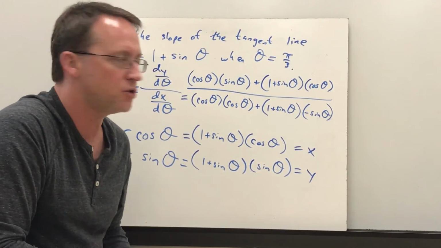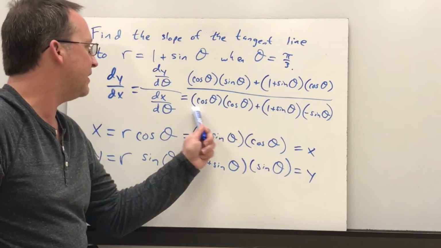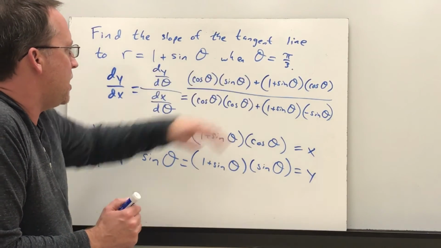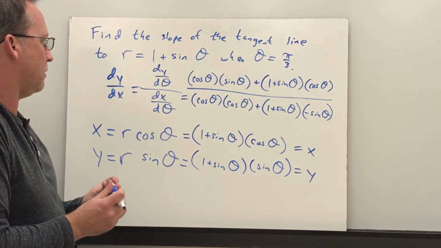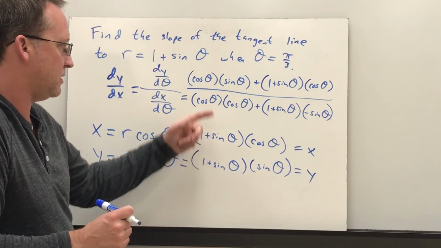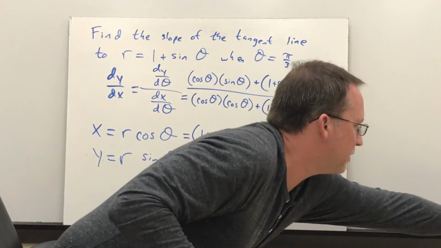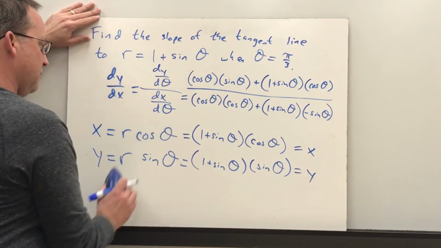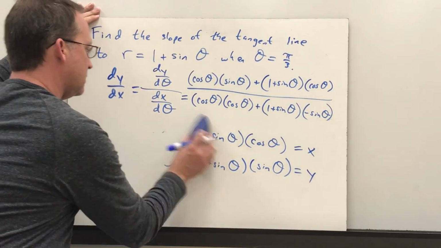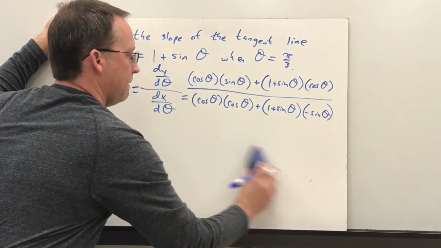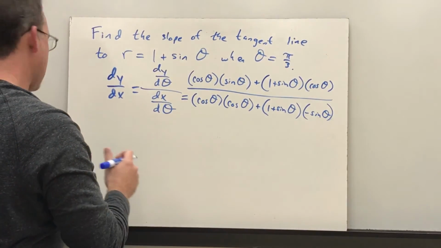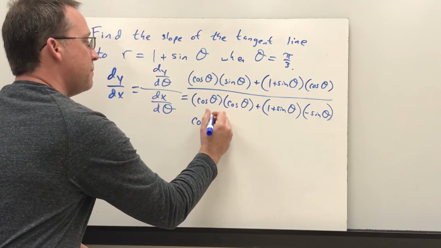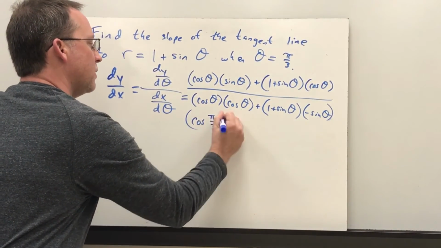All right, so back to the show now. We've done dy d theta over dx d theta. We're going to have to plug in pi over 3 everywhere here. I'm going to erase this, just so I have somewhere to plug that in and I don't have to use another board. So if this is my derivative, I'll get rid of this. And I'm going to plug in everything that I know. Cosine of, so I'm putting in pi over 3 everywhere there's a theta.